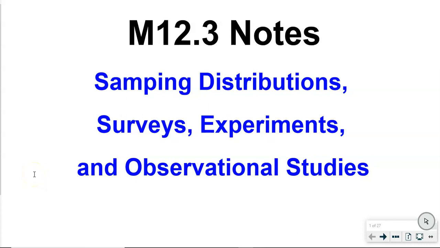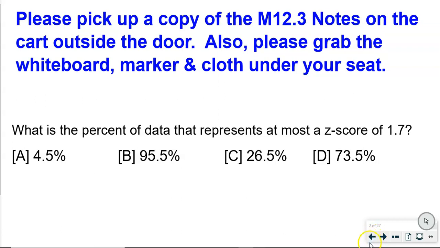So in this video today, we are going to go over the 12.3 notes. And so we're going to talk about sampling distribution, surveys, experiments, and observational studies. So first of all, I'd like you guys to pick up a copy of the 12.3 notes on the card outside the door. That's my students, and if otherwise you guys know where your notes are.